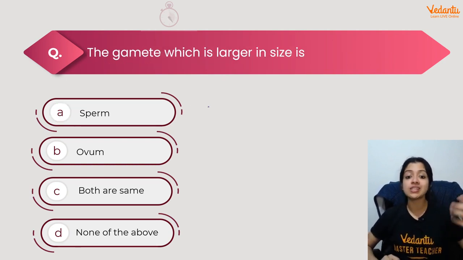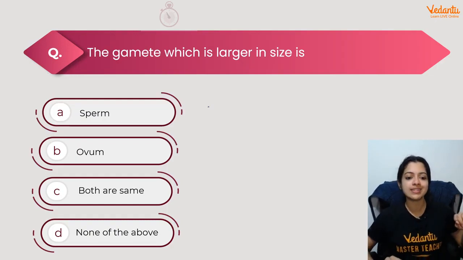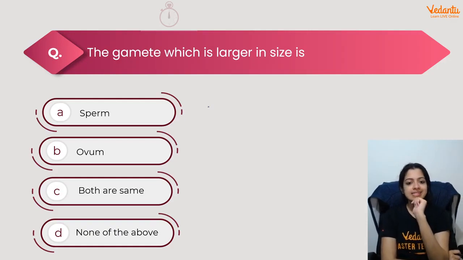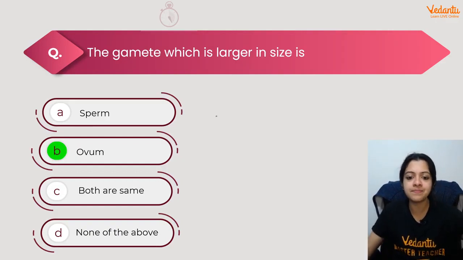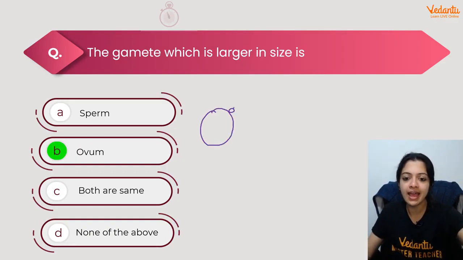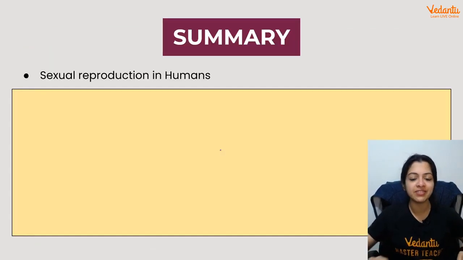Okay, gamete which is larger in size. Let's see how many of you answer this. Sperm, ovum, both are the same, or none of these? Yes, larger in size. Your time is up. Remember, it's the ovum. The ovum is much bigger in size as compared to the sperm, and millions of sperm compete with each other to fertilize that one egg cell. Yes, children? So ovum is relatively larger in size. Not relatively, actually much bigger in size.